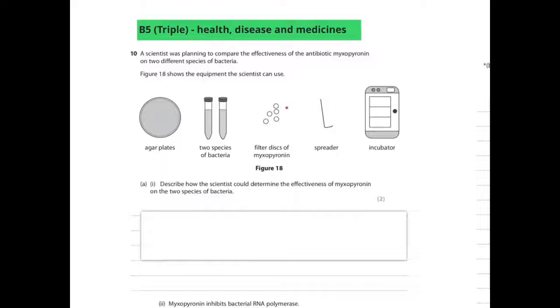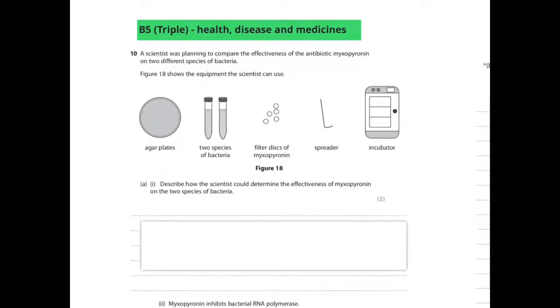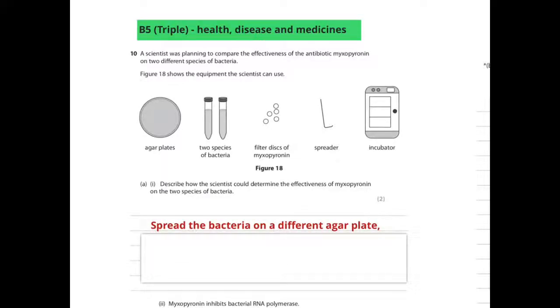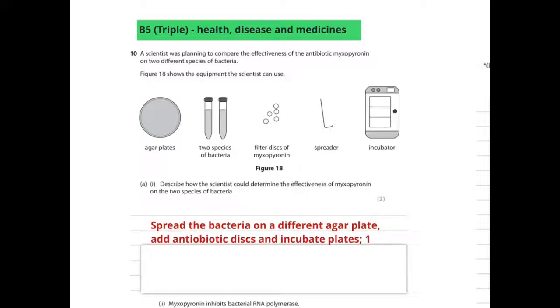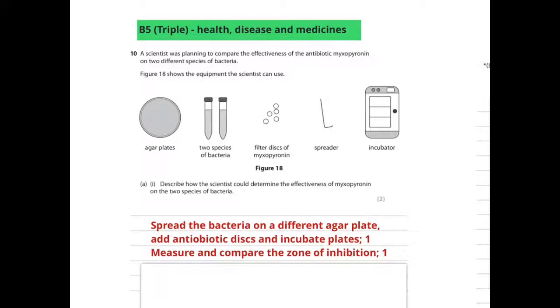And then we would see which one has killed the most bacteria, because around each disc you should get a zone of clarity, a zone of inhibition, where bacteria have not grown, they've been inhibited from growing. And the one with the biggest zones of inhibition would be the most effective, or would show which bacteria species is most affected by mixopyronin. So what you'd say here is spread the bacteria on different agar plates and add antibiotic discs and incubate plates. Measure and compare the zone of inhibition.